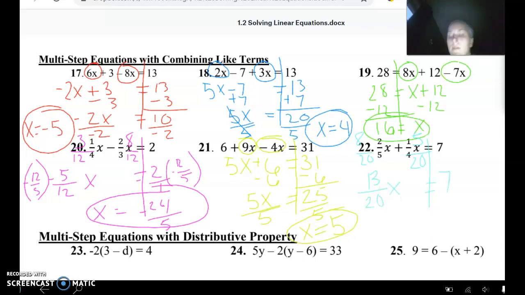It's equal to 7. So we need to multiply by 20 over 13 to cancel those. 20 over 13, put that over 1. So x is equal to 20 times 7 gives us 140. 1 times 13 gives us 13. So that is our final answer there.